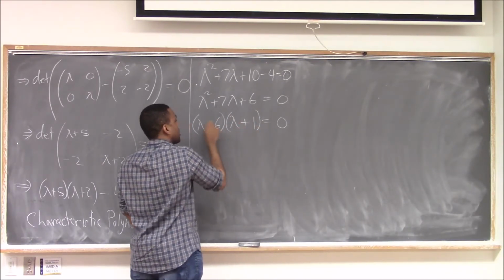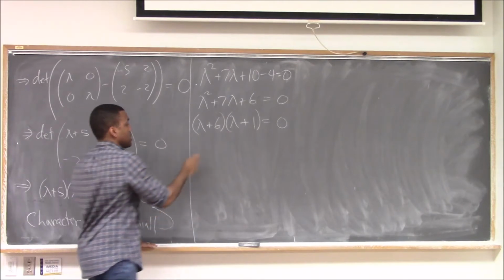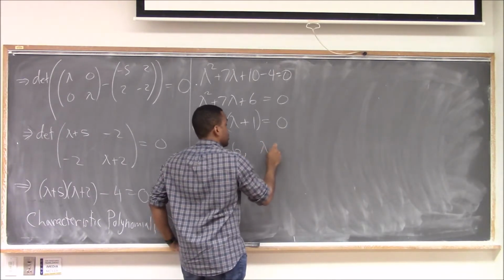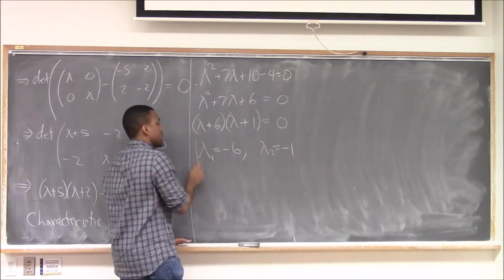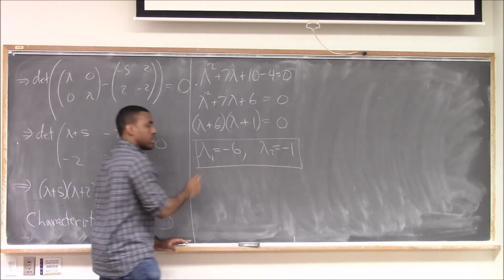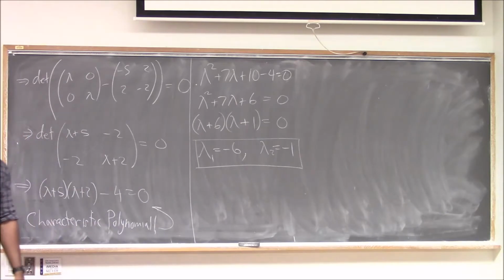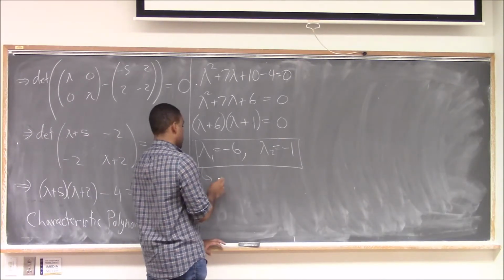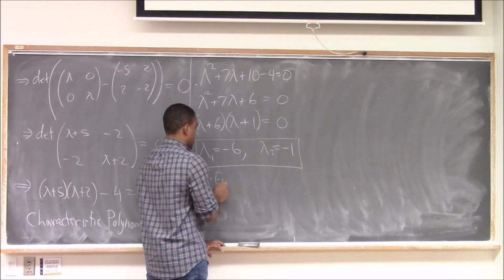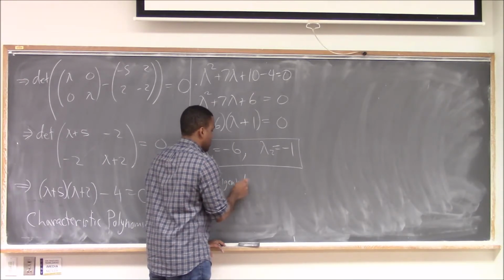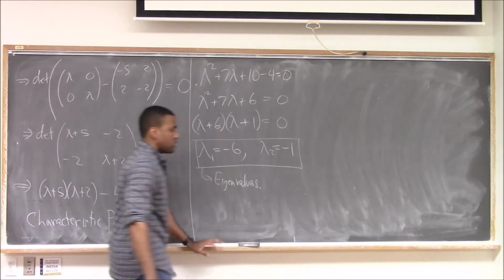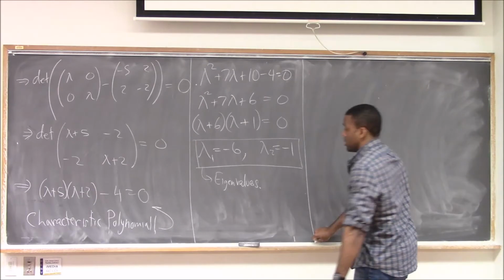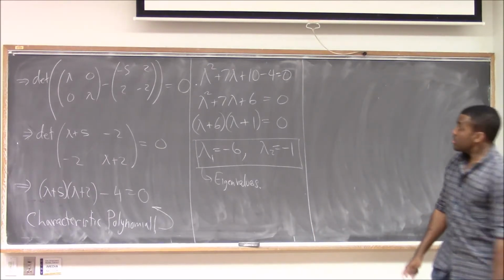6 and 1, plus and plus. So I have lambda 1 equals minus 6, lambda 2 equals minus 1. These guys are your eigenvalues, right? This matrix has 2 eigenvalues. So we found the eigenvalues for this matrix. Now let's find the eigenvectors.